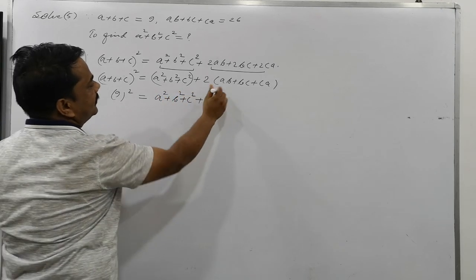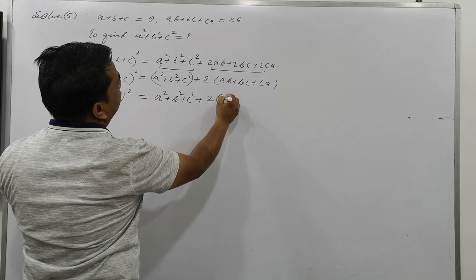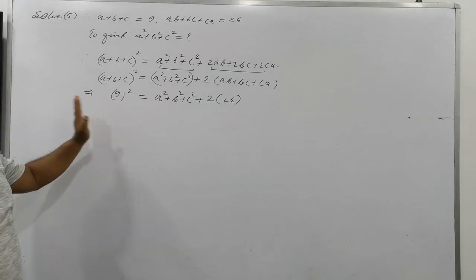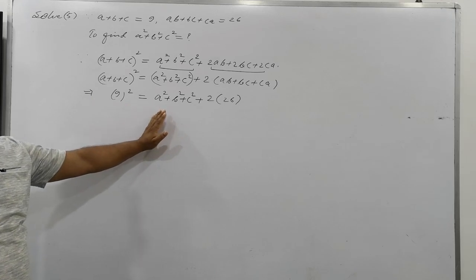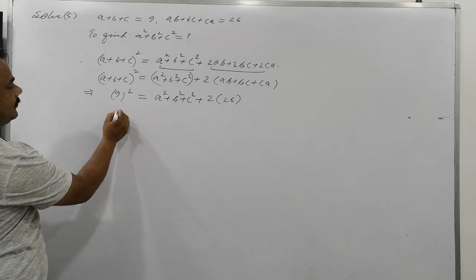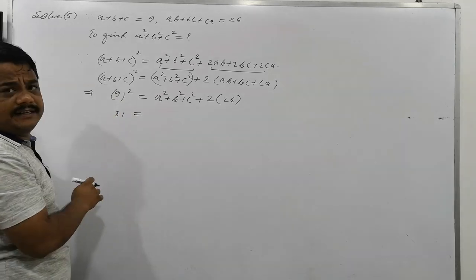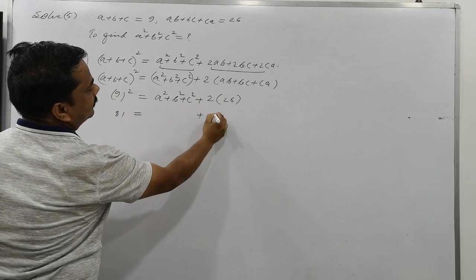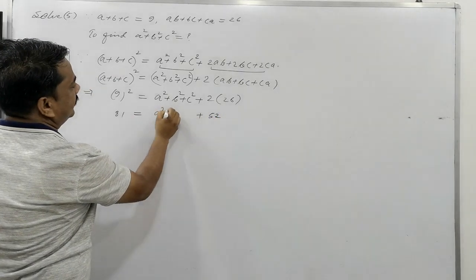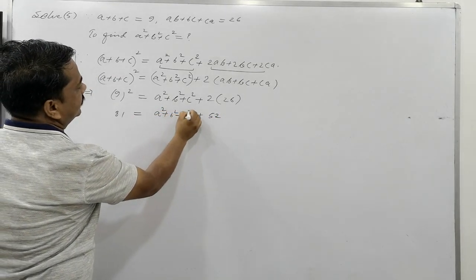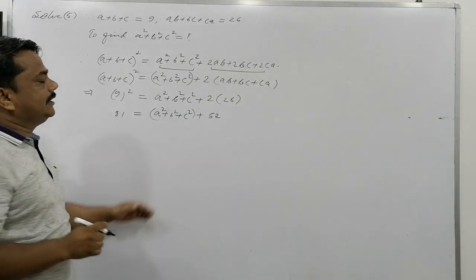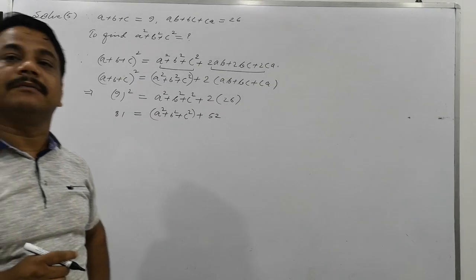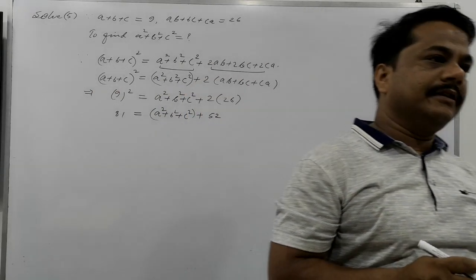And in place of this, what can you write here? You can write 26, which is given. Is that clear? I think anyone can solve it easily this way. So here it will give you 81, since 9 nines are 81, and here 26 twos are 52, and here A square plus B square plus C square. Now transferring 52 to the left, you can find the value of A square plus B square plus C square. Is that clear?